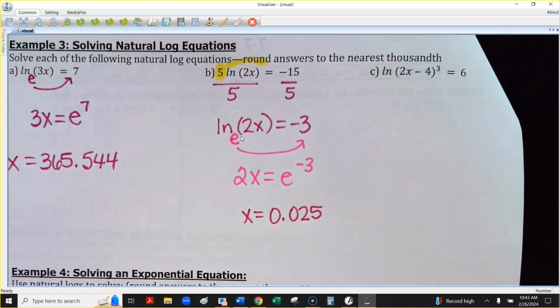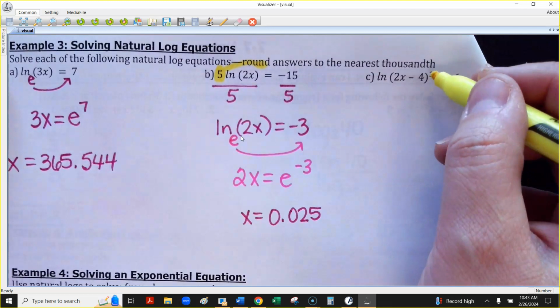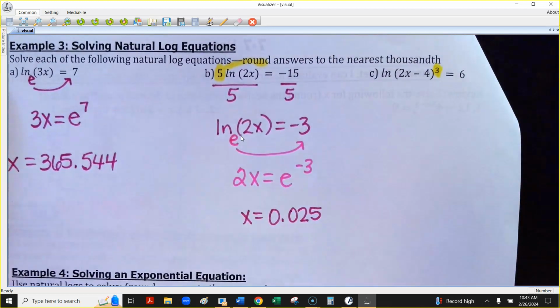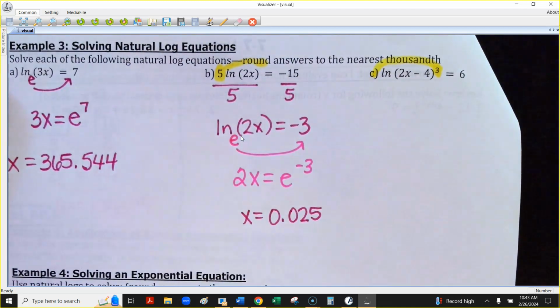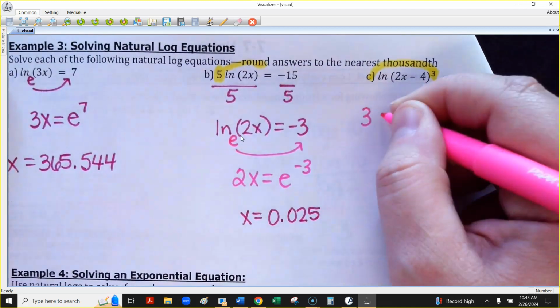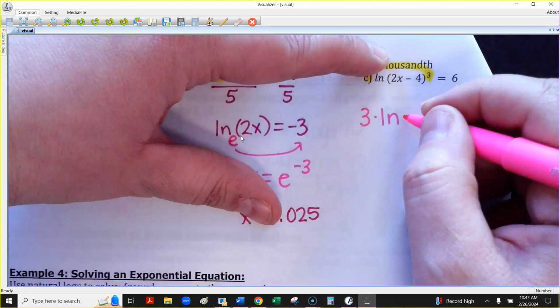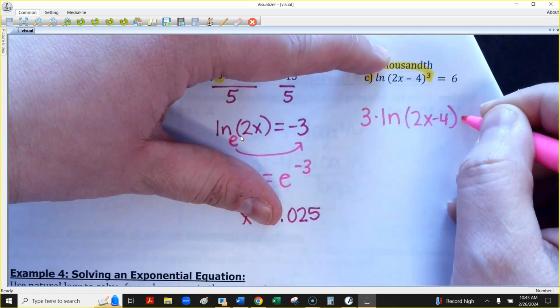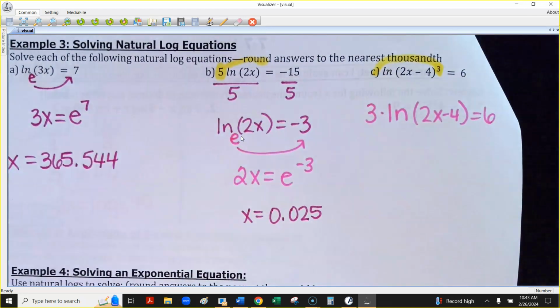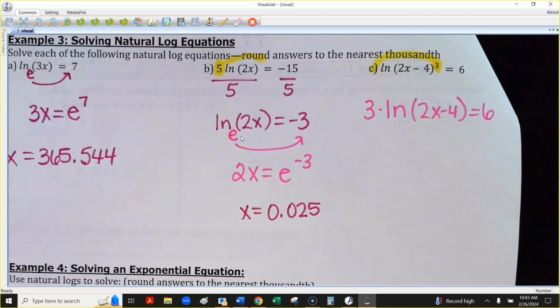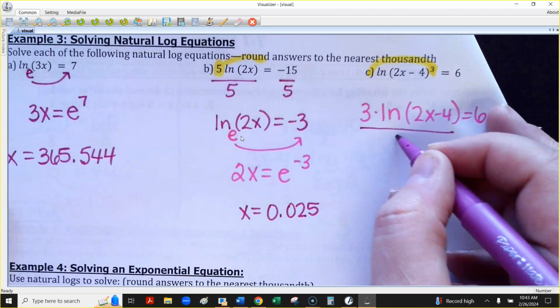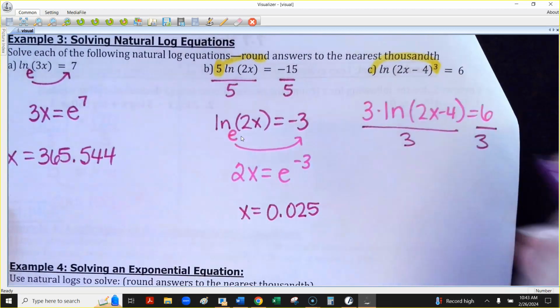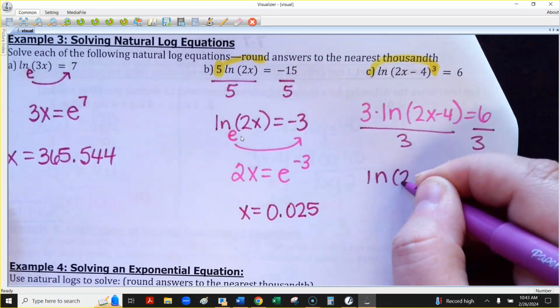What I would tell you to do here, if you can remember this, I'm actually going to undo the power rule real quick and pull that 3 down in front of the natural log. So this is the same as 3 times the natural log of this 2x minus 4. Now, the reason I'm doing that is because that will avoid me having to take a cube root at the end of the problem. It'll be easier to do on the calculator. To get rid of the 3, I'm just going to divide both sides by 3. And so we'd have natural log 2x minus 4.